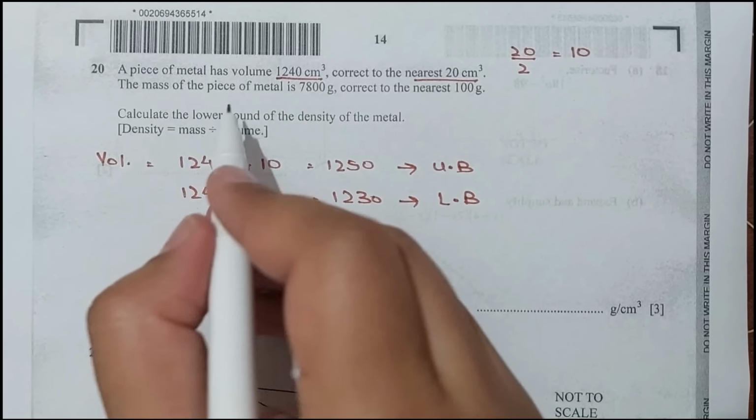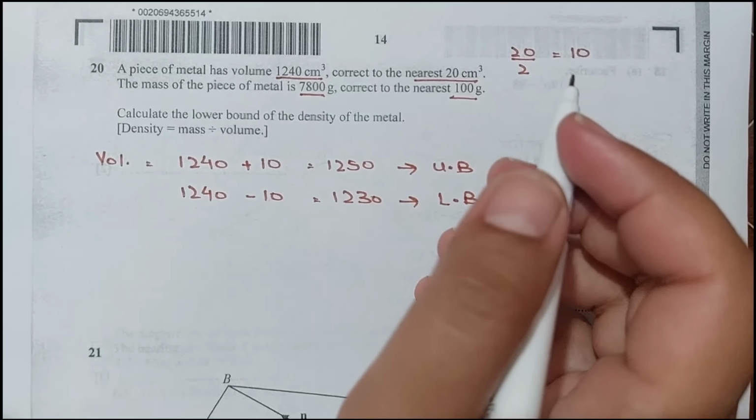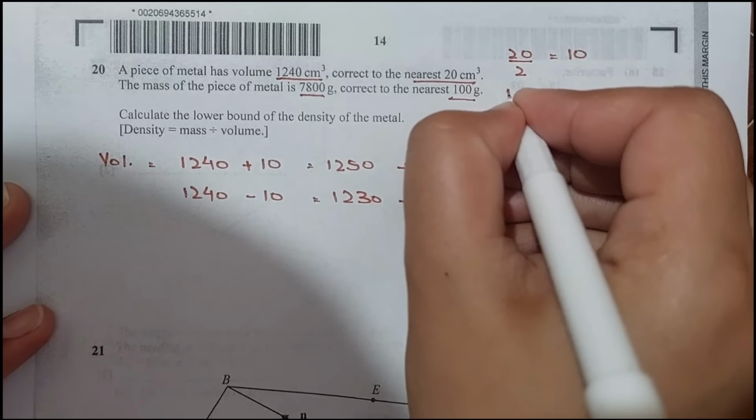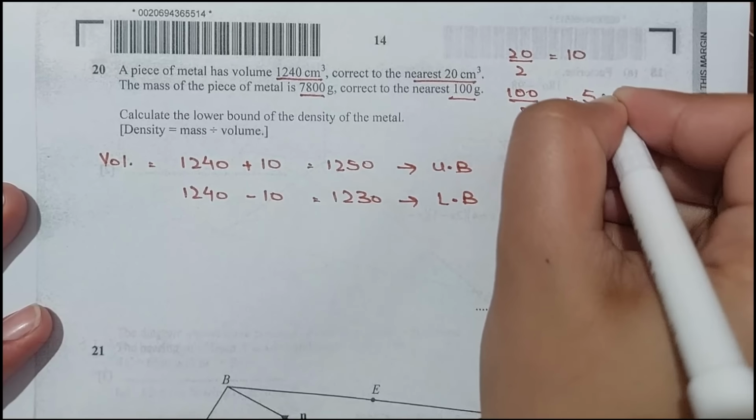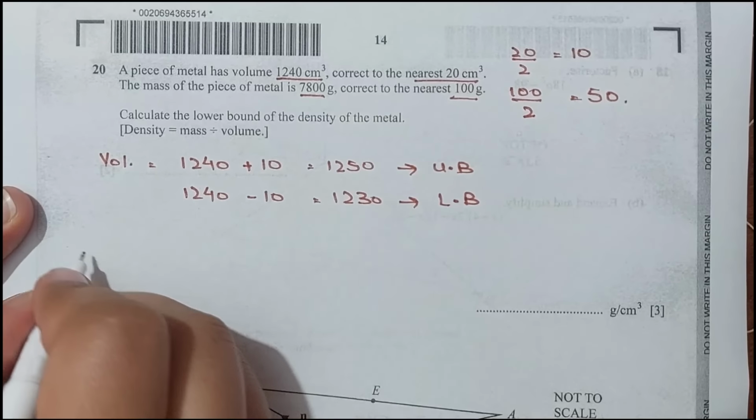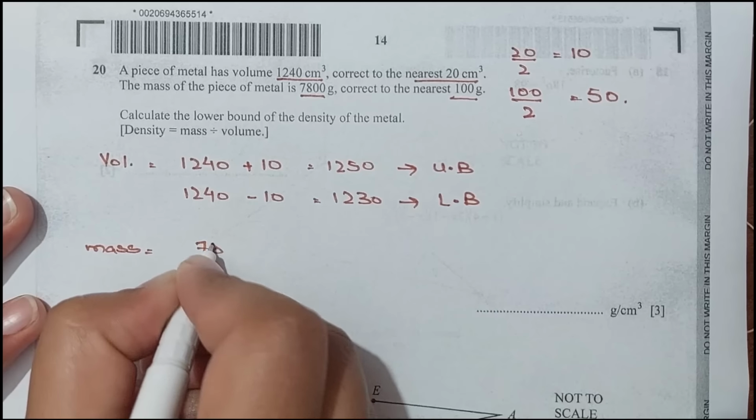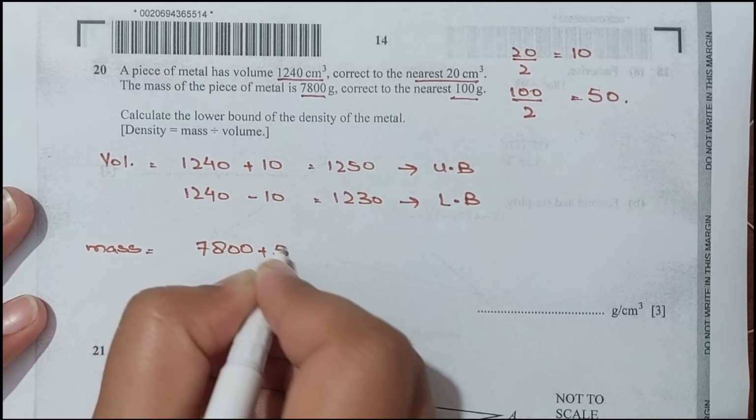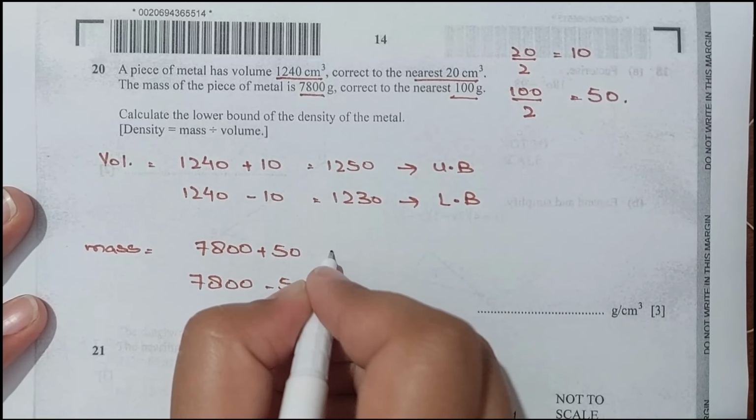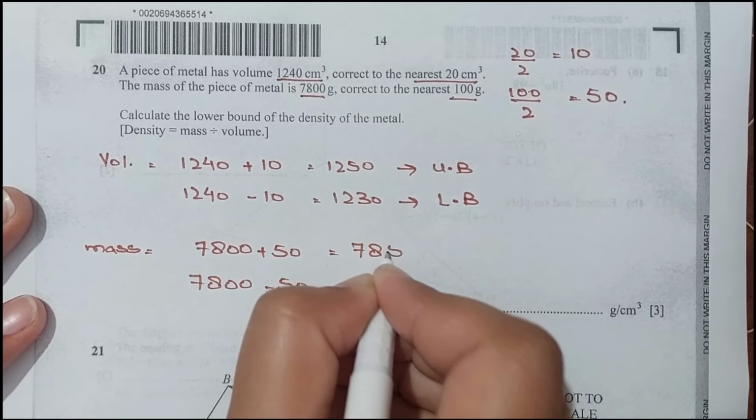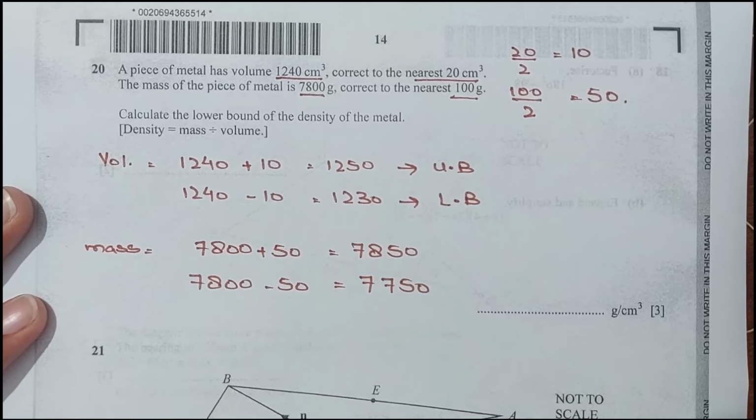The mass of the piece of metal is this many grams, correct to the nearest 100 grams. Both units are in grams, so we can do 100 by 2. This would be 50. Okay, the mass is 7,800. Add 50. From 7,800, subtract 50. This is 7,850. This is 7,750 when you subtract 50.